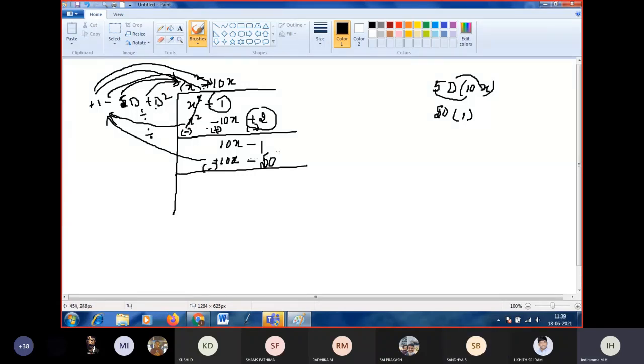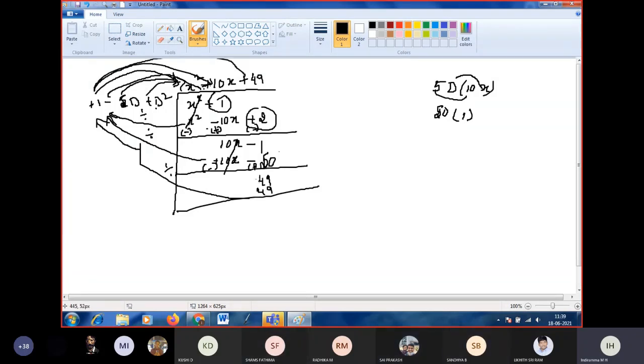Now change the sign. It is minus and it becomes plus. Plus 10x minus 10x cancel. Plus 50 minus 1 is 49. What do I want here? 49, I want. Next, 49 divided by 1 is 49. 1 into 49 is 49.